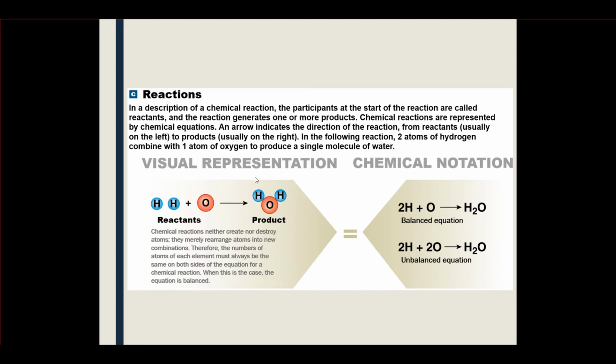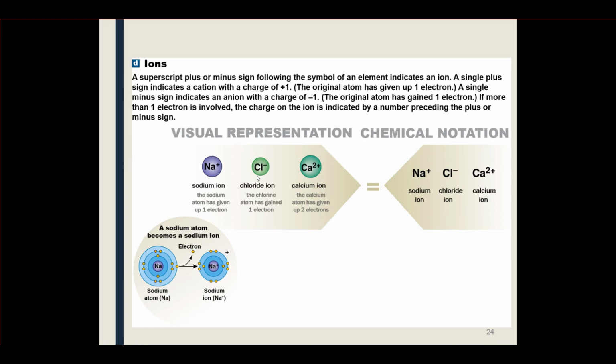Okay, so that's how we notate a reaction. Okay, let's take a look at how we notate an ion. So just real quick, an ion is an atom that either gains or loses an electron to become stable. So you'll see things like sodium, potassium, calcium, chloride. Those are some of the ones that we use a lot in anatomy and physiology.